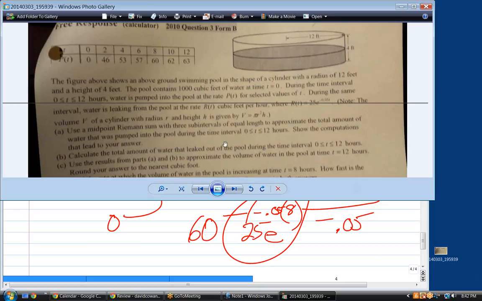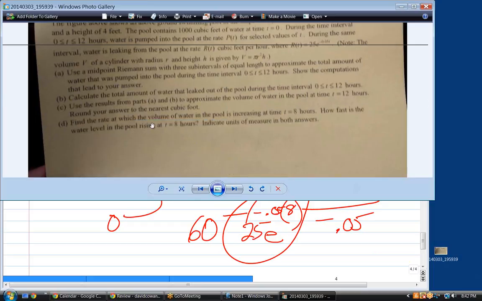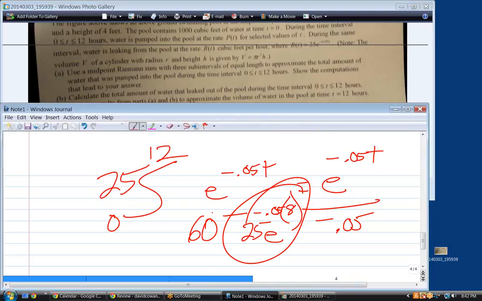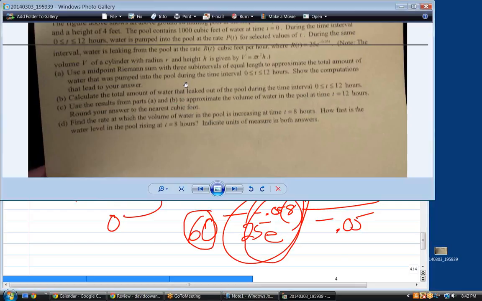Now, D. Find the rate at which the volume of water in the pool is increasing at t equal 8. Well, we got that. We know that the rate that it's coming in is 60, and we know the rate that it's going out is that. So the difference in those two rates is the rate the volume is increasing.